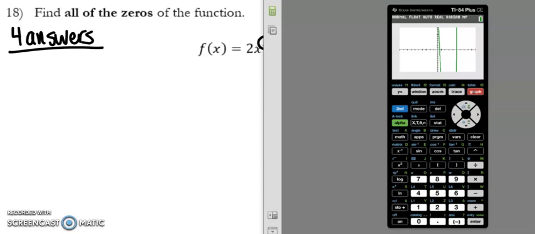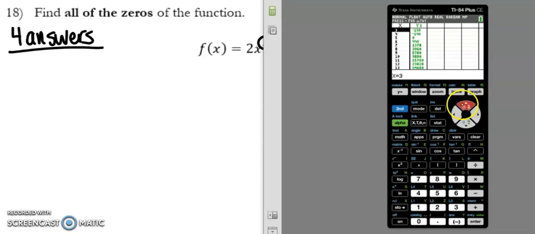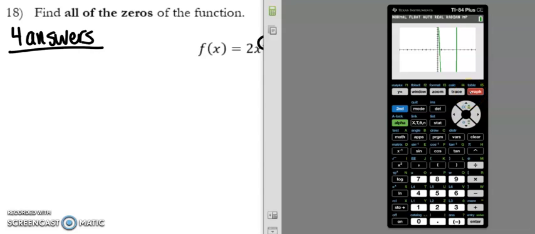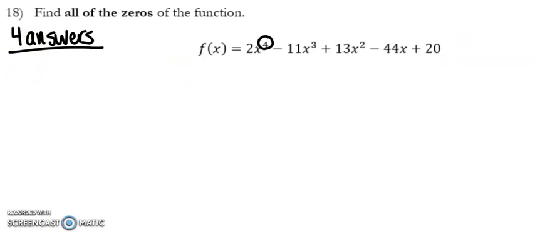And I'm going to see that I cross at 1/2 and at 5. And I can check that with my table. 5 for sure. Can't really see the 1/2, but I could go back to my graph and trace at 0.5. I do get a 0, okay? So I get x equals 1/2 and x equals 5 from my calculator, which means I have to do the work of finding 2 others.